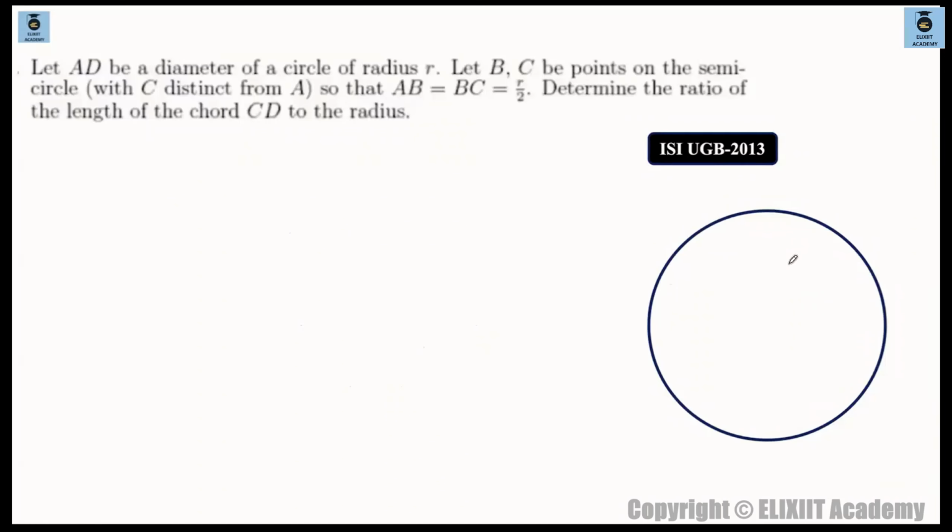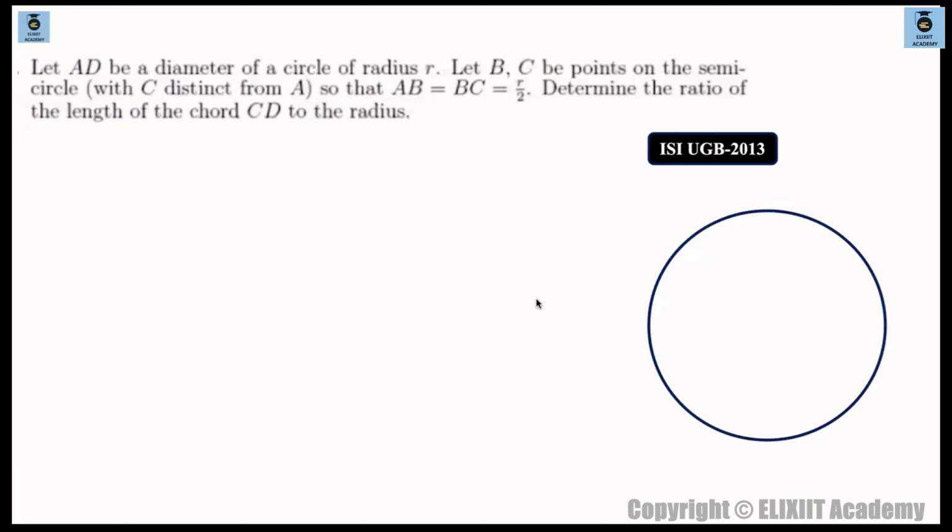Next question. This is a good question. आ जाओ, क्या बोल रहा है क्वेश्चन. Let AD be a diameter of a circle of radius r. Let B and C be points on the semicircle with C distinct from A, so that AB is equal to BC is equal to R by 2. Determine the ratio of the length of the chord CD to the radius. सोचो क्या करोगे?